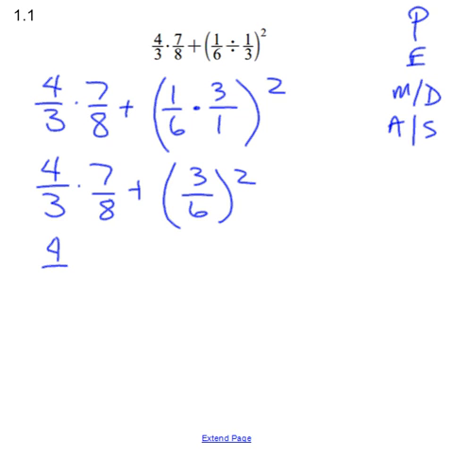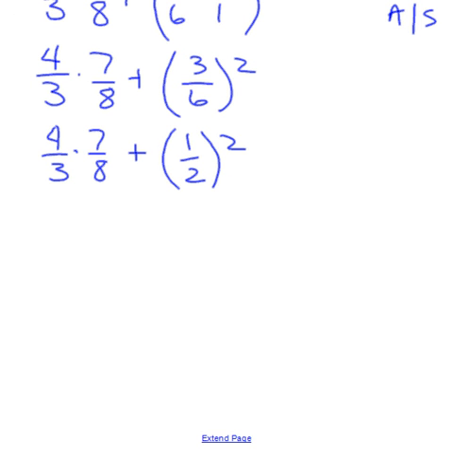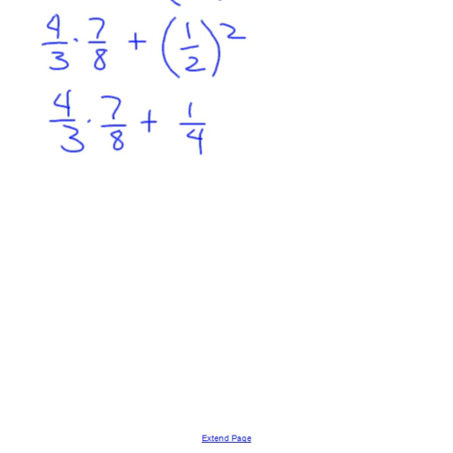6 is really just 1/2. So I'm going to do this. Now I've got a square 1/2. Well, that's 1/2 times 1/2. So I have 4/3 times 7/8 plus 1/4. Now I've got a multiplication problem. I'm going to do this part over here.